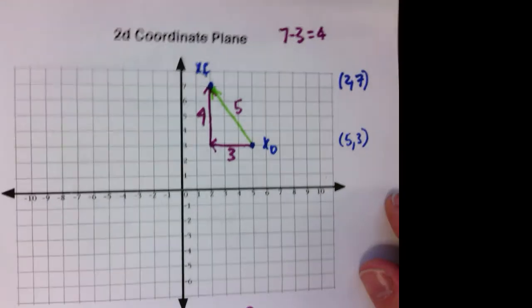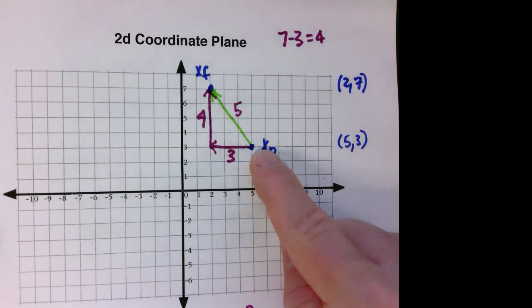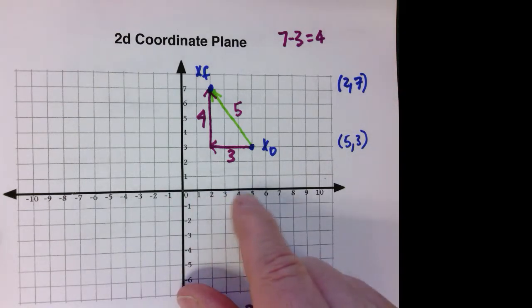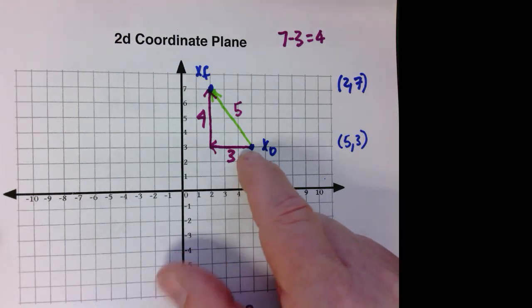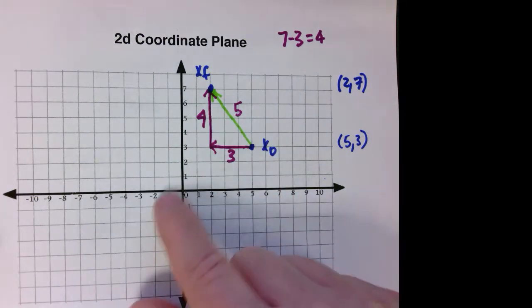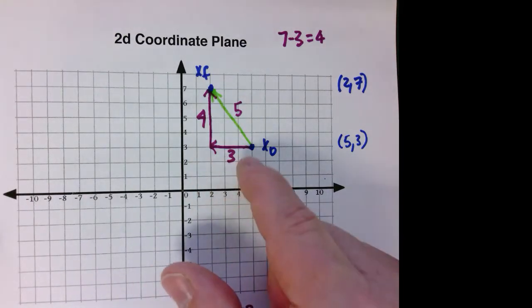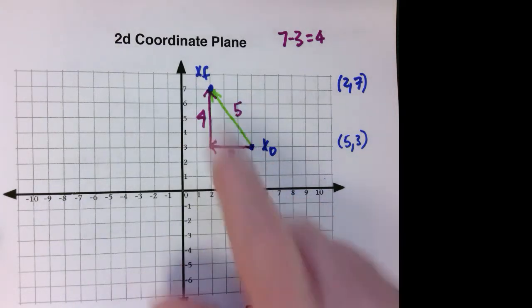In 2 dimensions, we treat each dimension x and y separately. So we can have an initial position over here given by the coordinates 5, 3. Over positive 5 x, positive 3 y. And similarly, we have a final position of positive 2 x, positive 7 y. So we have an initial position here and a final position here.